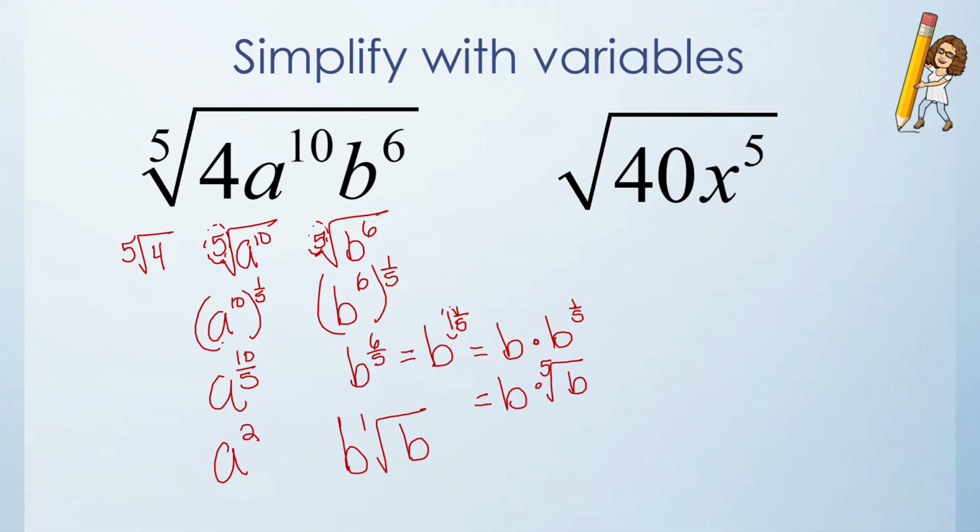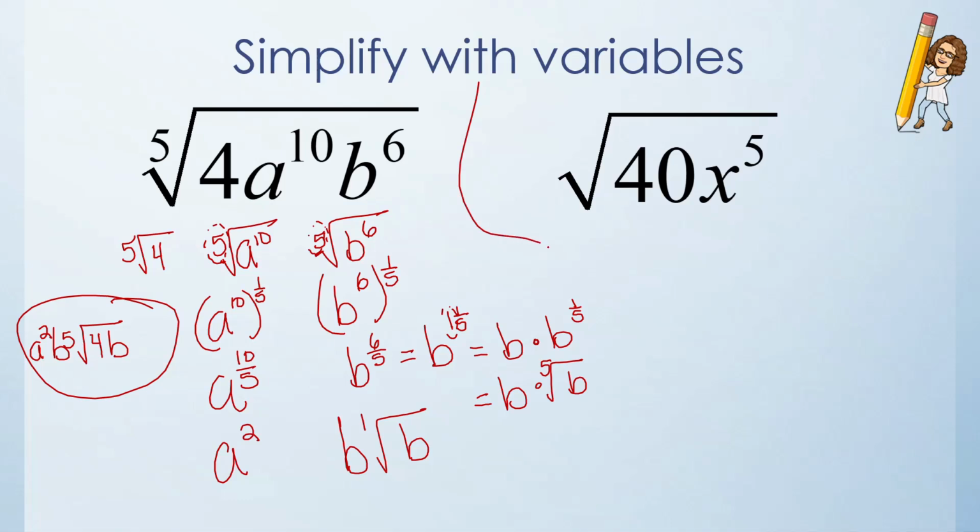Then what I got to do is I put everybody on the inside back on the inside, and everybody on the outside together. So there is a 4 under the radical, so I'm going to go 5th root of 4. A squared's outside the radical. There is a b outside the radical, and then there's a b on the inside. So my official answer, a squared times b times the 5th root of 4b.